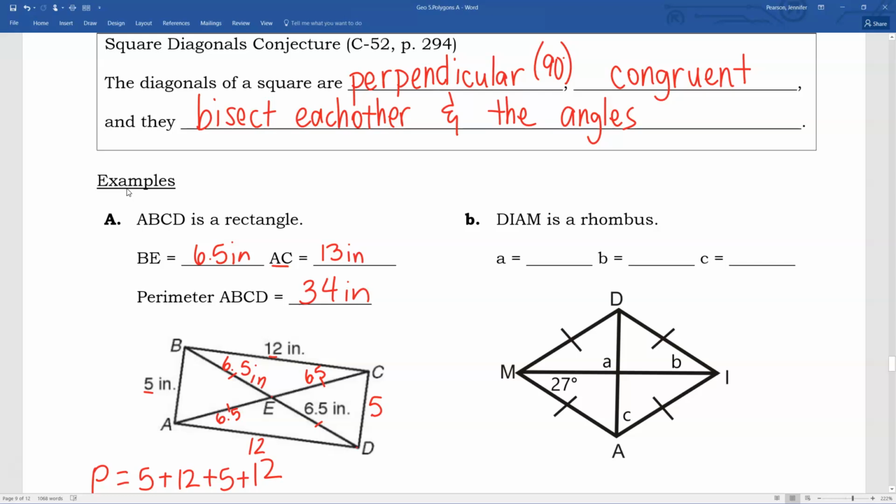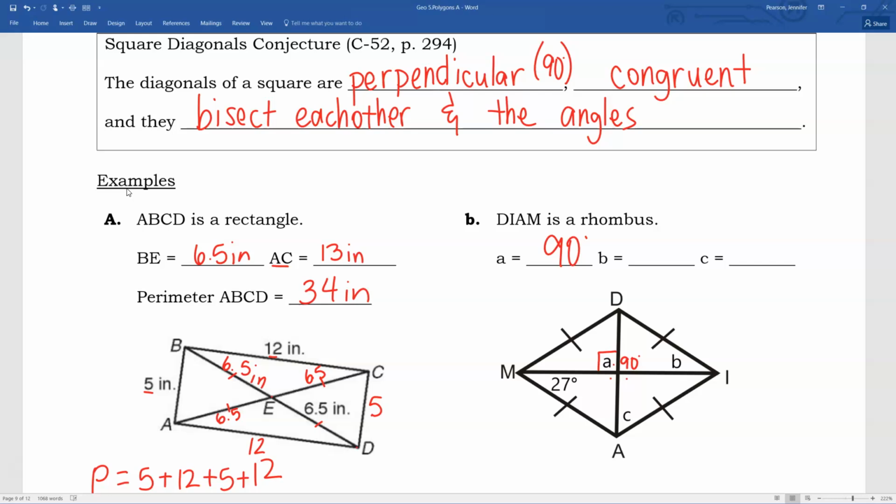Okay, next one we have DIAM is a rhombus. We're looking to find the measures of A and B and C. I'm going to start with A. I see A being the corner where our two diagonals intersect, and every single time we have a rhombus, we have a 90-degree angle because those diagonals are perpendicular. So A is 90. We can fill in the 90 in all 4 corners if we really want to, but every one of these is a 90.